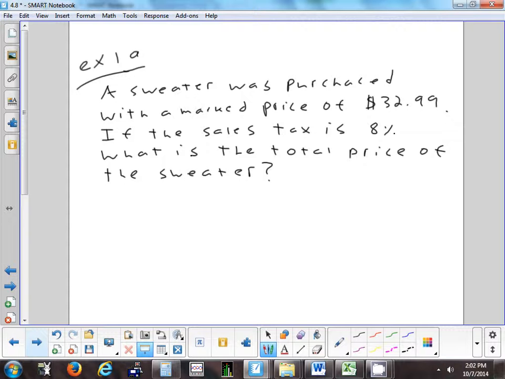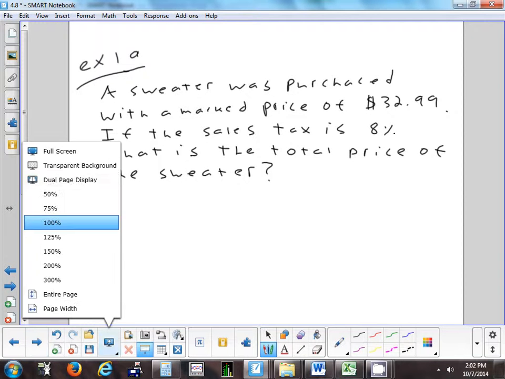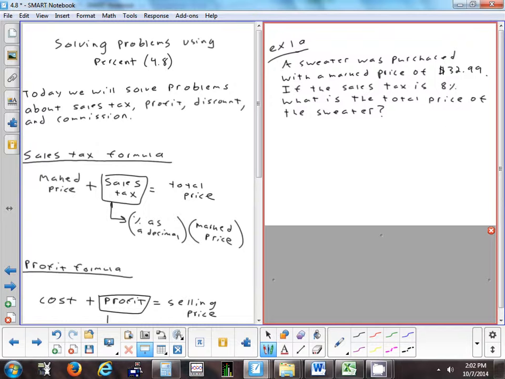Okay, so a sweater was purchased, and the sweater has a marked price of $32.99, and the sales tax is 8%. I want to know, what are you going to end up paying for the total price of the sweater? So let's go back and look at our formula. It says marked price plus sales tax equals total price. What's the marked price in this problem? $32.99, plus the sales tax, 8%. Now it says the sales tax is our percent times the marked price.